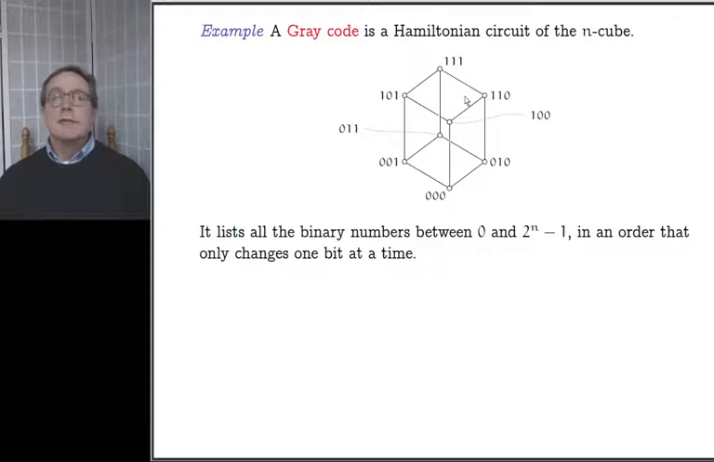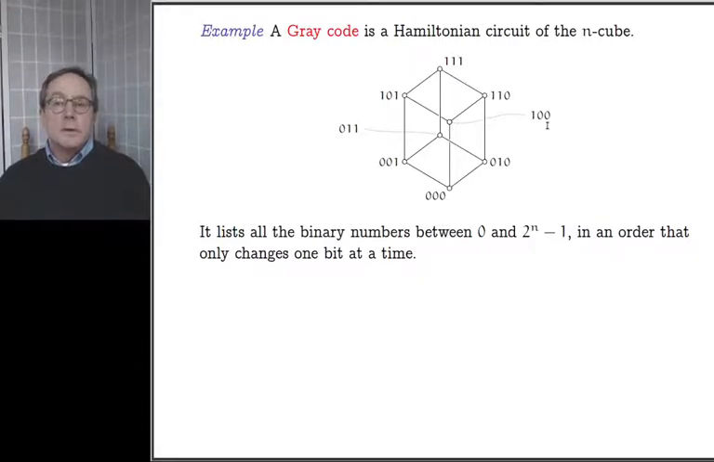Okay, so just as an example of a Hamiltonian path, a Gray code is a Hamiltonian circuit of the unit cube. So I drew the 3-cube here, and I labeled all the corners. So here's 0, 0, 0. You go out the x-axis, there's 0, 1, 0. You go out the y-axis, there's 0, 0, 1. And where's the z-axis? There it is, 1, 0, 0.